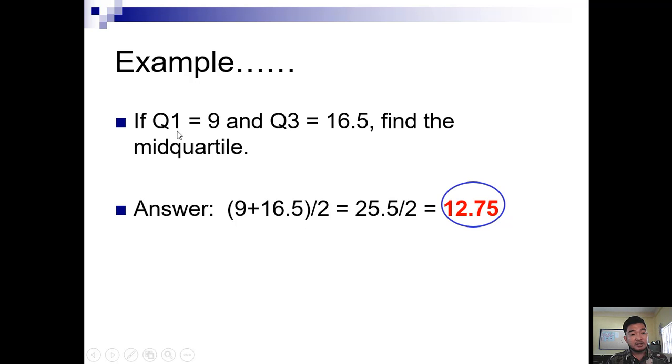Here, Q1 or first quartile is 9 and the third quartile is 16.5. How can we solve for the mid-quartile? We add Q3 and Q1, so that's 16.5 plus 9 is equal to 25.5, divided by 2 is equal to 12.75. So that's the mid-quartile.